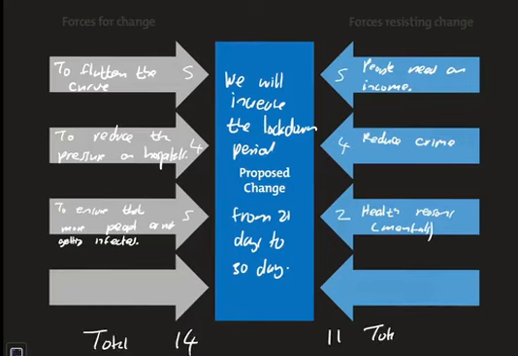So my forces for imposing a further 9 days on the lockdown is 14, and my reasons for resisting that change is 11. So because my forces for the change outweigh the forces against the change, I'm going to make a decision where we will increase the lockdown period from 21 days to 30 days.